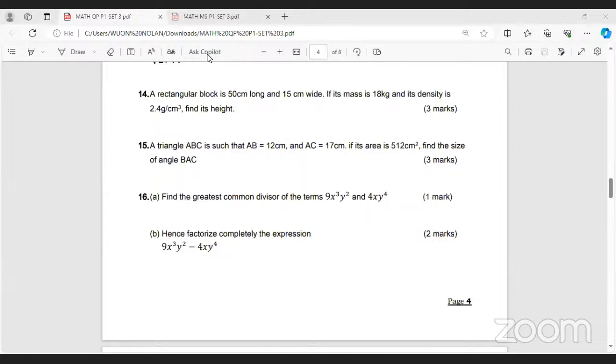First, you use the mass of the block and the density to find the volume. You use the mass of the block and the density of the block. You divide them to find the volume of the block, which you find to be 7,500 cubic centimeters. Then you divide 7,500 cubic centimeters by the dimensions of the 50 times 15, which you get as 10 centimeters as the height.